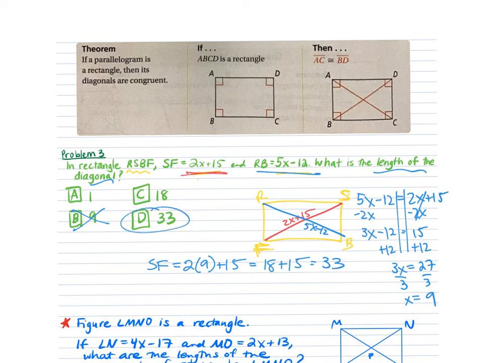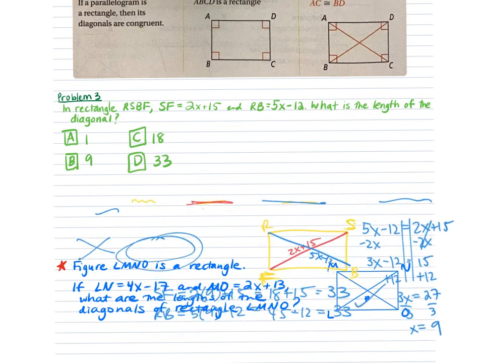Let's just double check that we did everything right. And we should get 33 here. 45 minus 12 also equals 33. So we did it right. It's 33. Okay.